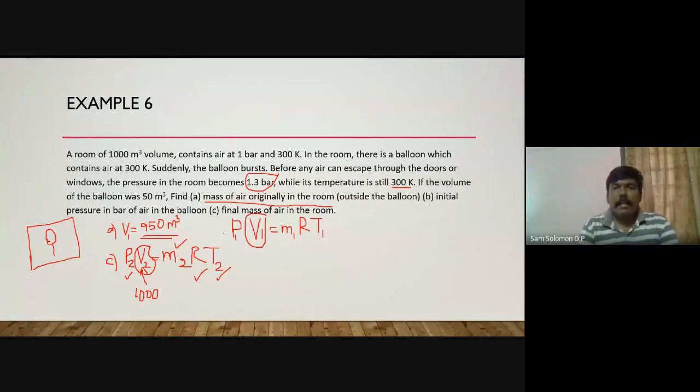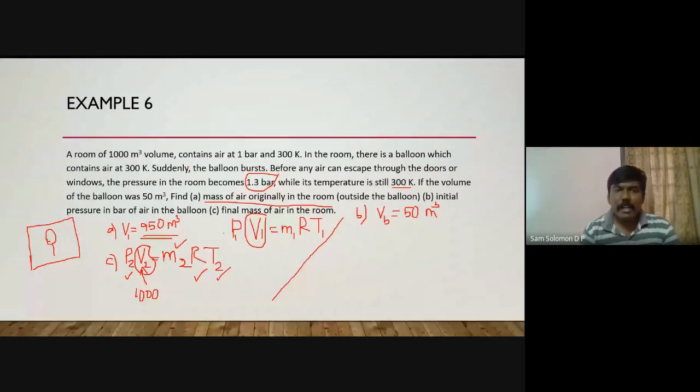Okay. And now they are asking us to find out subdivision C. So what about subdivision B? They are asking us to find the initial pressure of air in the balloon. Why I said we can do that after this is we need to know the volume of air inside the balloon. The volume of air inside the balloon is going to be 50 meter cube. So we know the volume is 50 meter cube. And they have said that the temperature is 300 Kelvin, right?